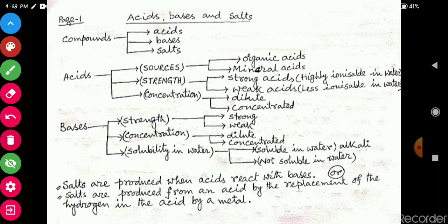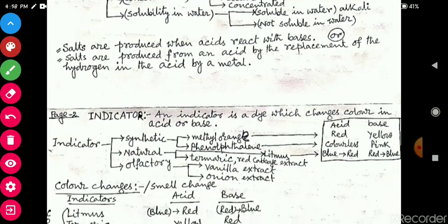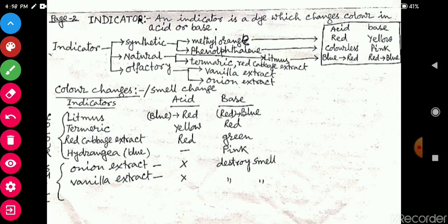Next, indicator. An indicator is a dye which changes color in acid or base. Indicators can be classified as synthetic, natural and olfactory. Synthetic indicators, for example, methyl orange, phenolphthalein, etc. Natural indicators: turmeric, red cabbage extract, litmus. Olfactory: vanilla extract, onion extract.